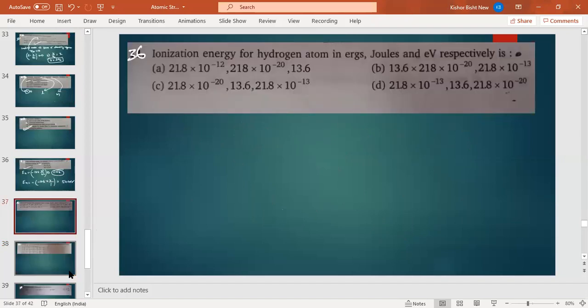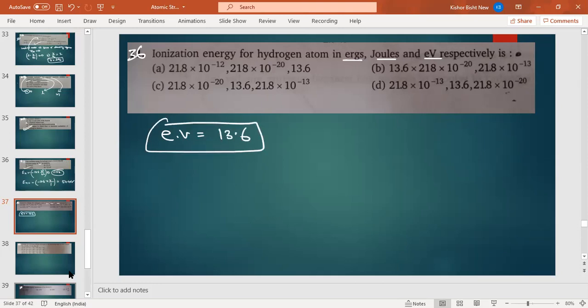Come to next. Ionization energy of hydrogen atom in erg, joule, electron volt. First, maybe you remember it in electron volt. I'm just telling you one by one. Hydrogen ionization energy in electron volt is equal to 13.6. Again and again I'm saying En is equal to minus 13.6 into Z square upon n square, and whenever we say ionization, you will write the opposite sign, and n value is 1 and Z value is 1, and then you will get this. Clear to everyone?